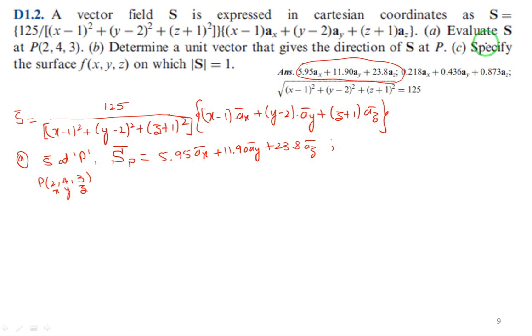Then part B. Part A is clear. Part B: determine a unit vector that gives the direction of S vector at point P. They have asked for the unit vector, so I'll start here. S vector at point P I already have in part A, so I want to find the direction of S vector at point P. I can use the notation A of S vector at point P.